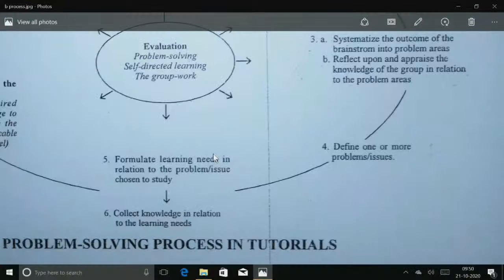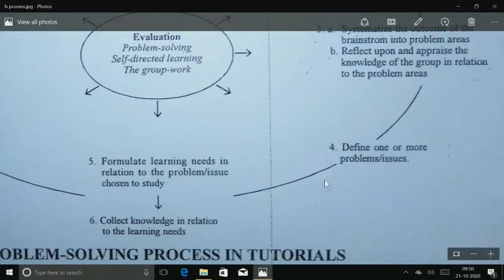So the sixth step. You can see the sixth step is to collect the knowledge in relation to the learning needs. That means what we have discussed in the earlier step, the same thing, you will have to collect the knowledge in relation to the learning needs. That means what needs to be known, you will have to, as I already said, go to the resource material and collect it.